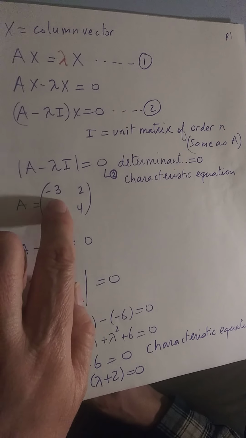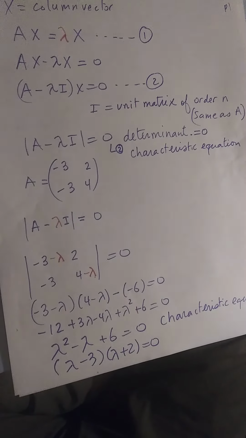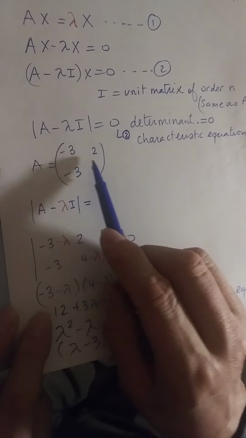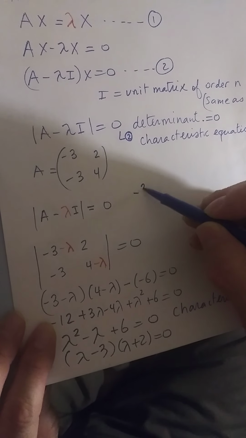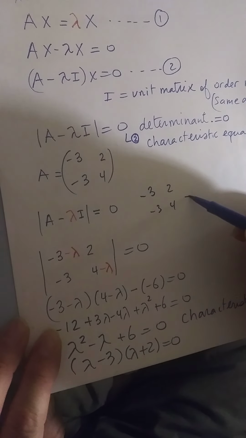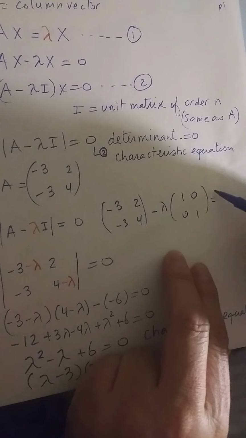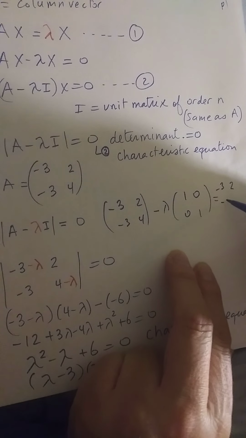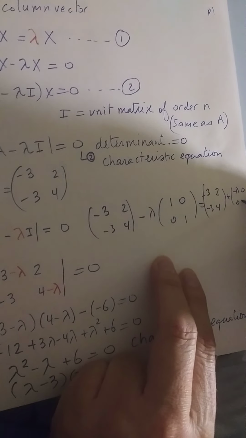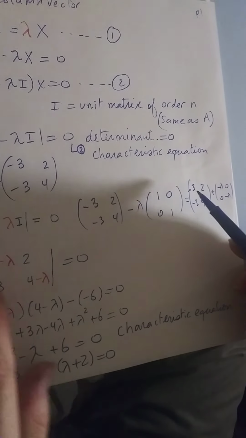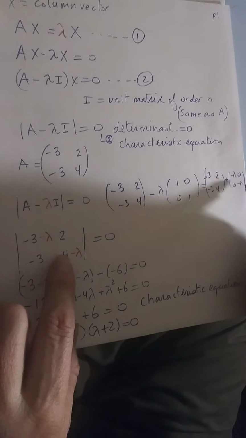For example, take this square matrix. If we want the determinant of A minus lambda I to be 0, it's going to look like this: minus 3, 2, minus 3, 4, minus lambda times I, and I is 1, 0, 0, 1. So this will be minus 3, 2, minus 3, 4, plus minus lambda, 0, 0, minus lambda. So this will be minus 3 minus lambda, 2 minus 0, which is 2, minus 3 minus 0, which is minus 3, 4 minus lambda.